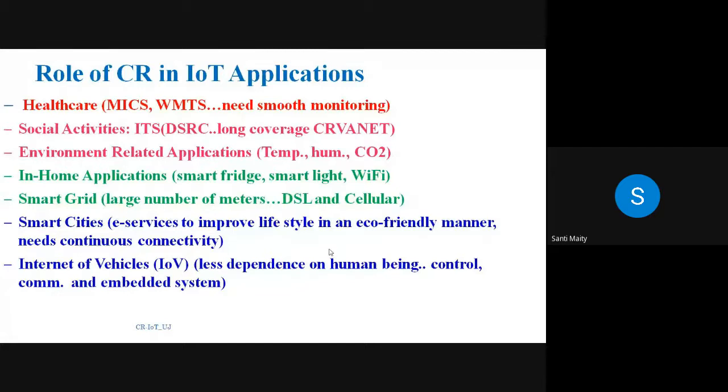Social activities, like I already said, IoT has explored different applications, like intelligent transport systems, where roadside devices and vehicles are to be connected for traffic information, or electronic tolling information. Now, there are existing technologies in USA and Europe. A 10 megahertz bandwidth is available for these ITS, intelligent transportation systems, on the 30 megahertz and 70 megahertz band.